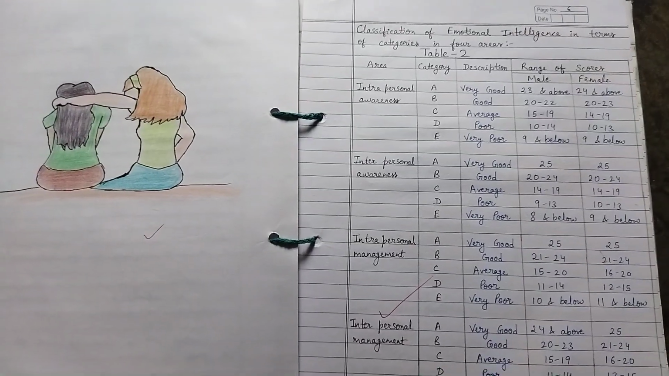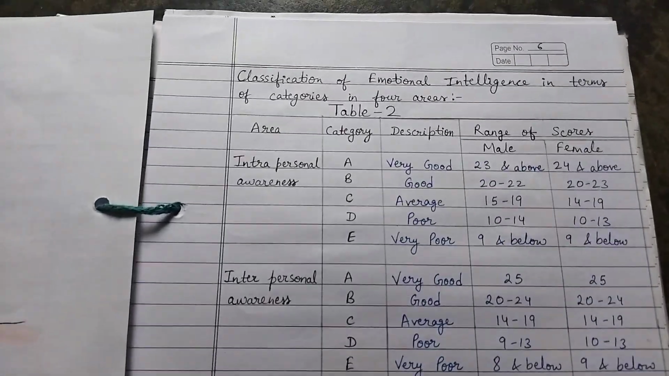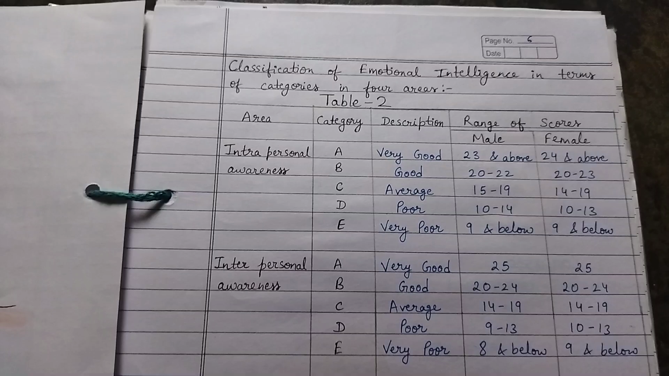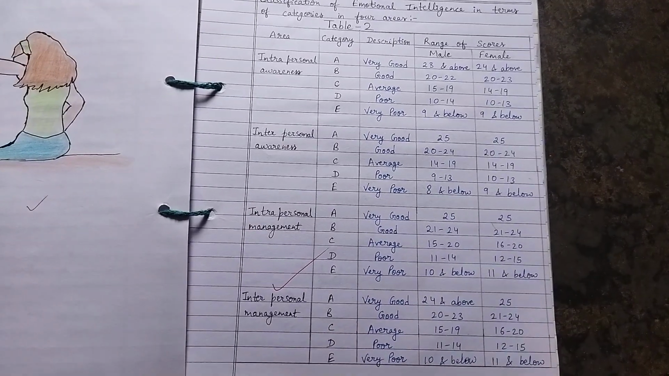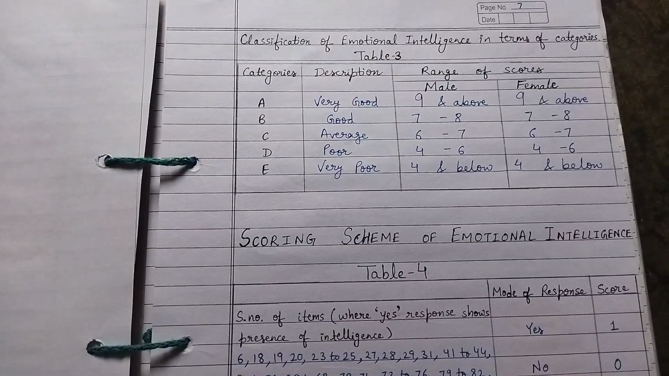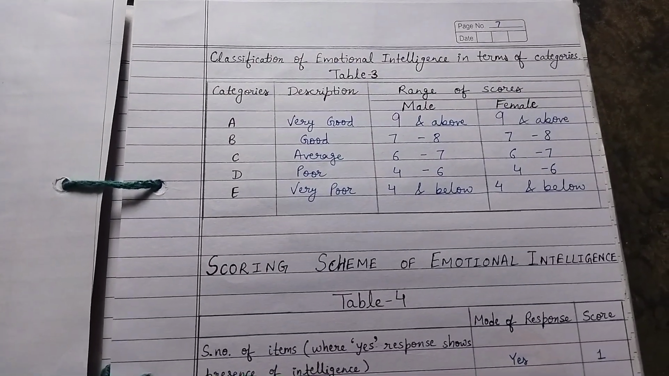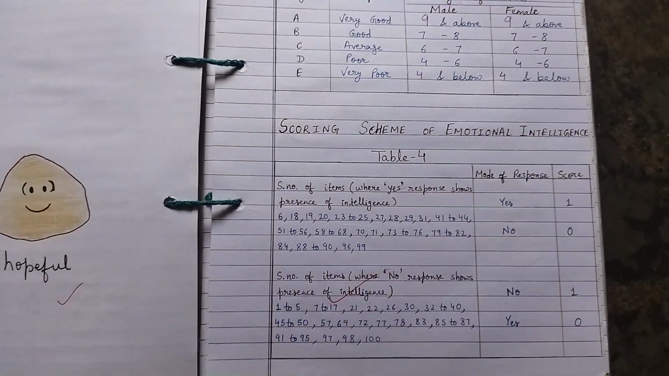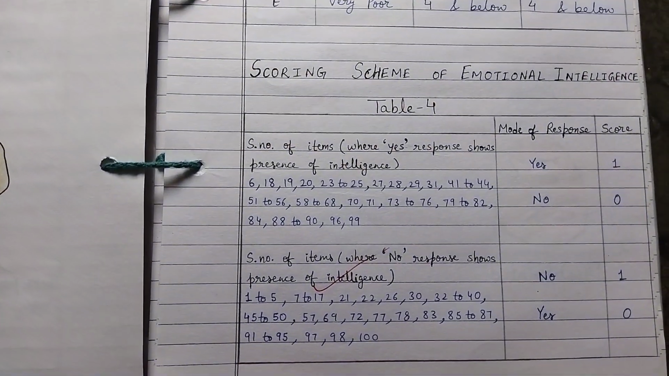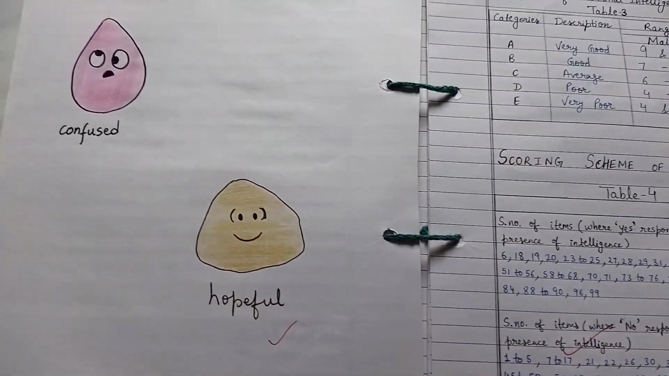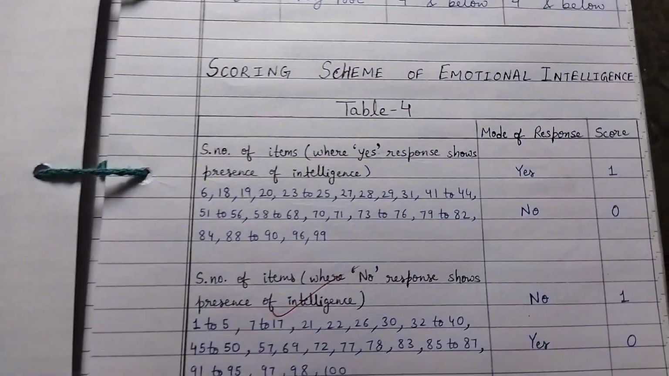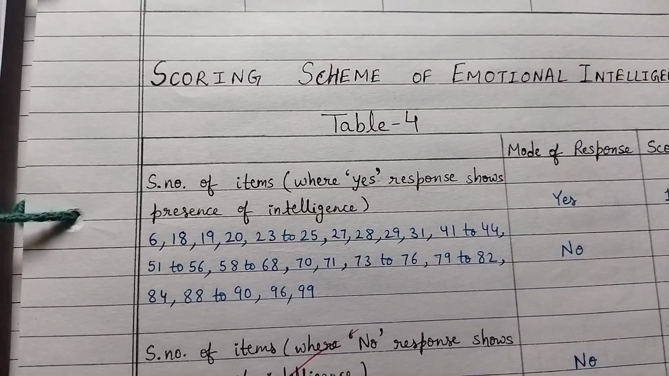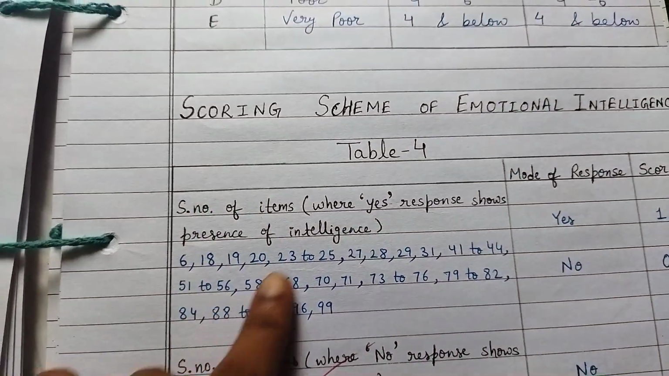Now here is the classification of emotional intelligence in terms of categories in 4 areas. Like this, scoring has to be given. Next is the classification in terms of all the categories overall and how the marking should be given. On the left hand side there are some emotions. So the type of questions are given in the first row.